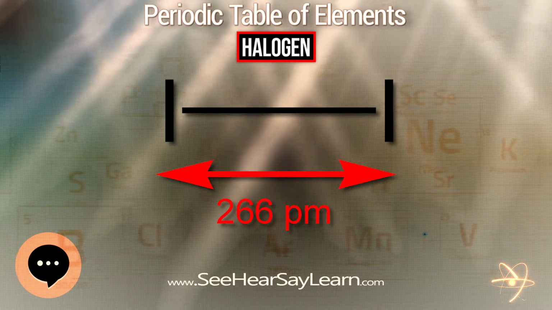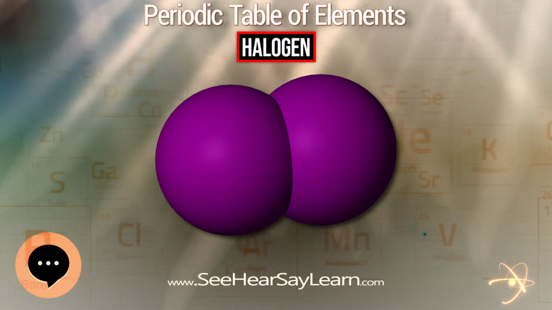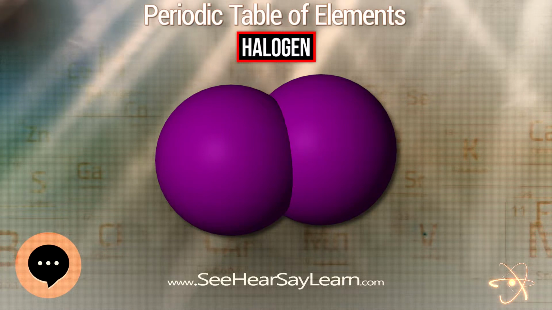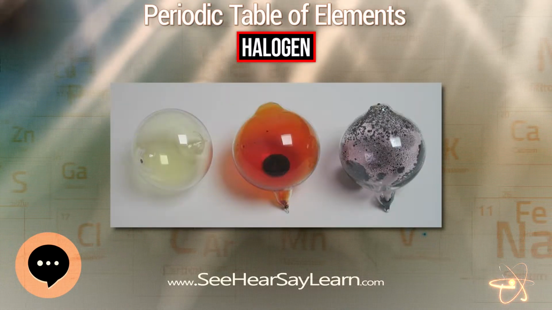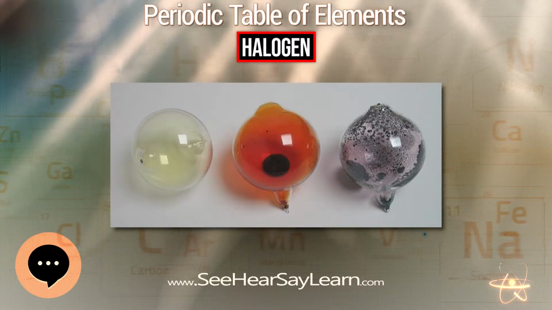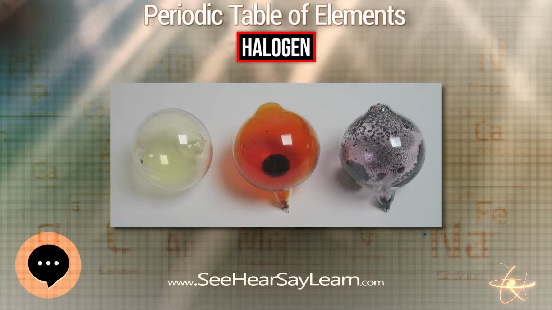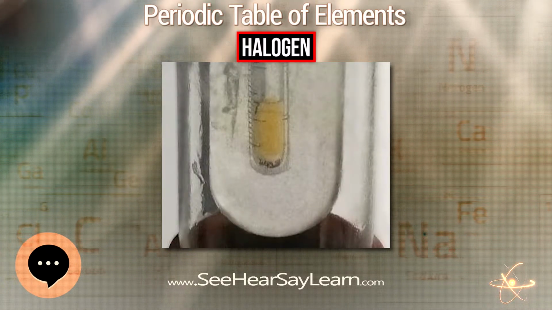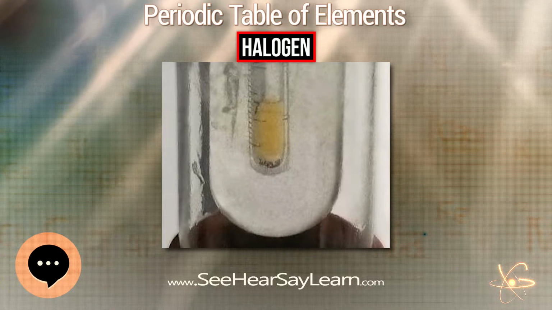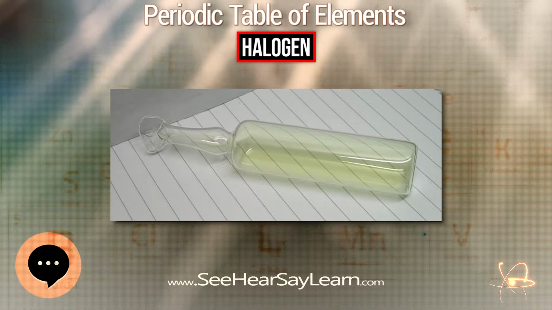Due to relatively weak intermolecular forces, chlorine and fluorine form part of the group known as elemental gases. The elements become less reactive and have higher melting points as the atomic number increases. The higher melting points are caused by stronger London dispersion forces resulting from more electrons.